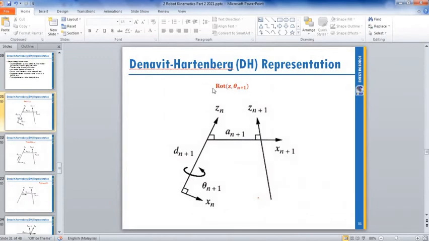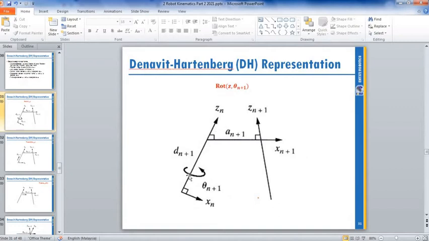So we have three formulas. We have rotation x, rotation y, and rotation z, and the other one, translation. So in homogeneous, you have four matrix formulas that you apply. That formula will be applied in the DH also.